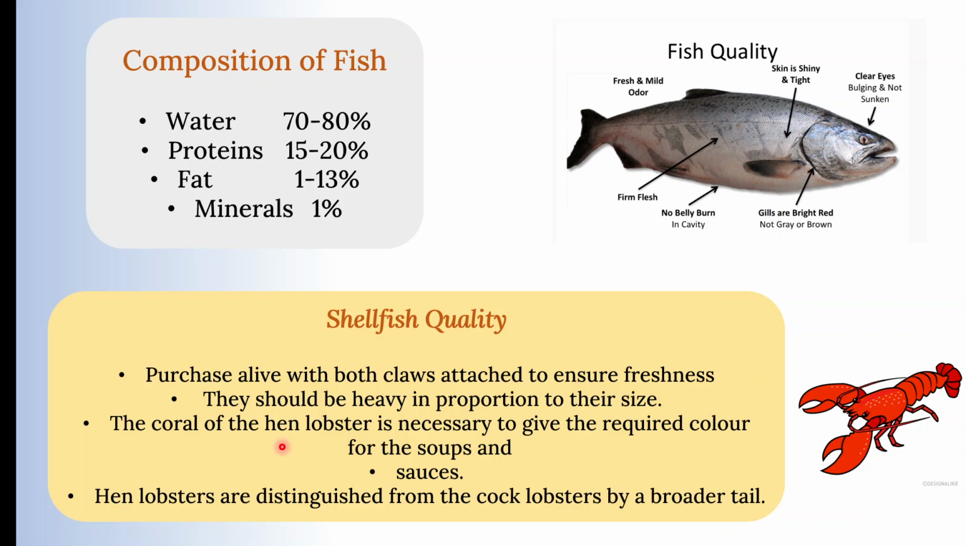Hen lobsters are distinguished from the cock lobster by the broader tail. If we identify which one is the hen lobster and which one is the cock lobster, cock means the male one, then definitely the hen lobster's tail should be broader than the cock lobster's. That you should remember in your mind. So this is the quality criteria for shellfish.